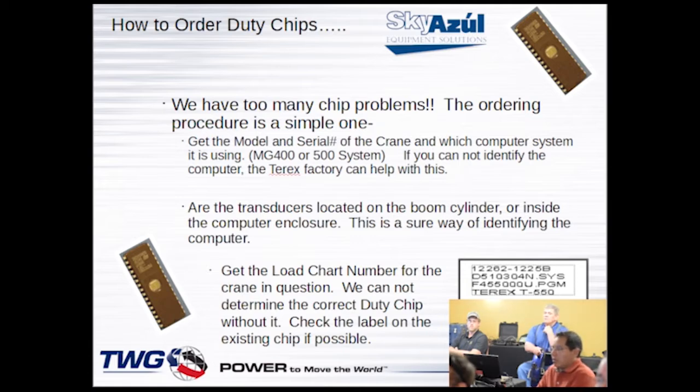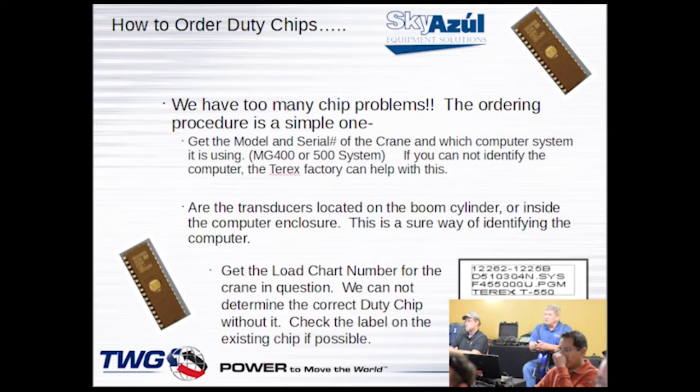Some of the things that you need to consider doing, of course, is getting the model and serial of the crane. That's always important information. Which computer system it's using, whether it has an MG400 computer system or a 500 computer system, because the EEPROMs for either are totally different, okay? And I'll tell you how different. One of them has like 32 legs and the other has like 26 or 28 or something. So they're totally different EEPROMs.